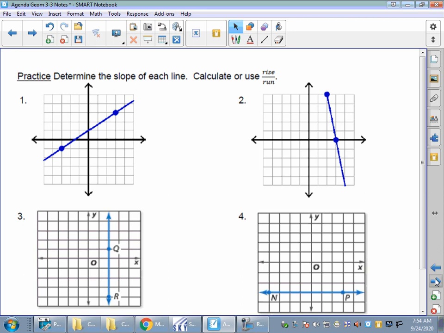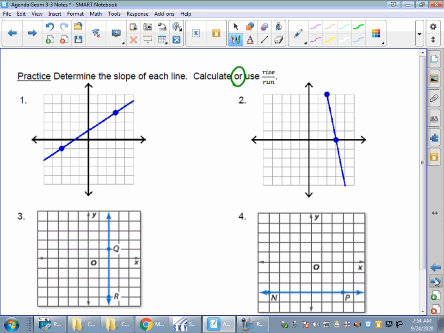So, some practice. It says determine the slope of each line, calculate or use rise over run. I don't care which way you do it. Typically, because I'm kind of lazy, if it's graphed for me, I'm going to count rise over run. If it is just given to me as ordered pairs, I'm going to do the formula. Do whatever makes you happy. I'm going to do one of each way.